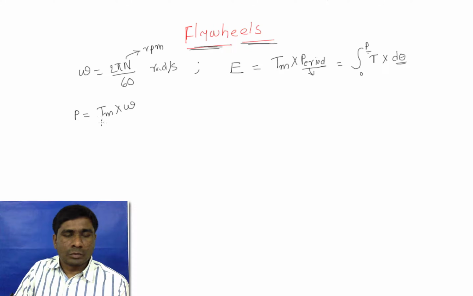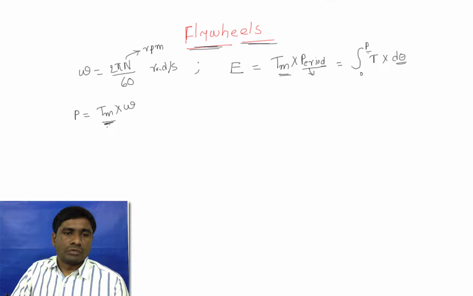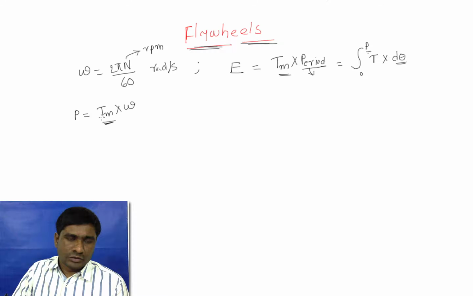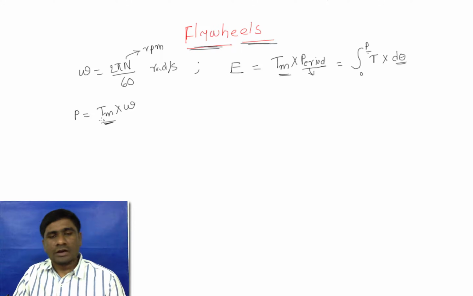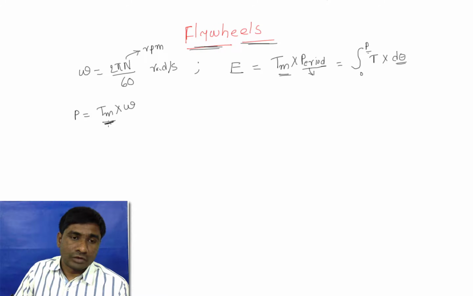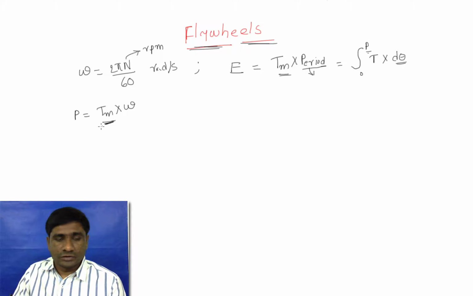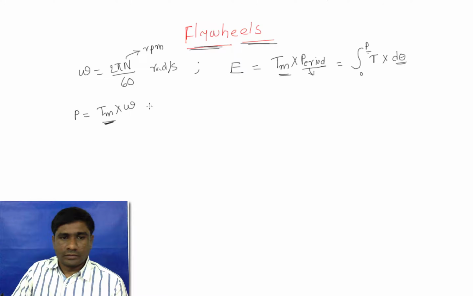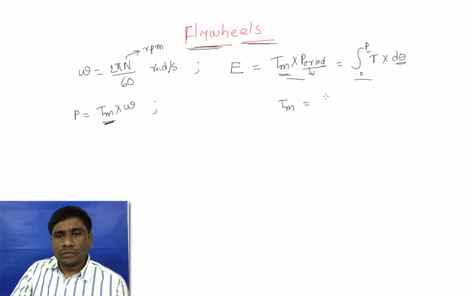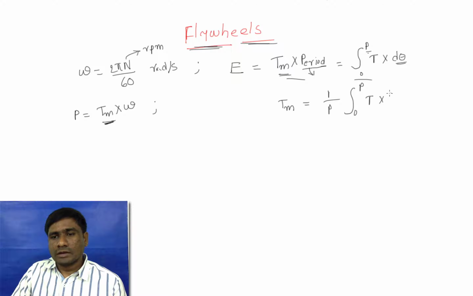So what we need to remember is that T mean is always used whenever you want to calculate either energy or power. Why? Because T mean is always considered constant, which we have already seen in the example where we took the car with four persons that has to be moved from one place to another. And this is the formula to calculate the power. From this formula, can I write T mean equal to 1 by period P into the integral from 0 to P of engine torque into d theta.